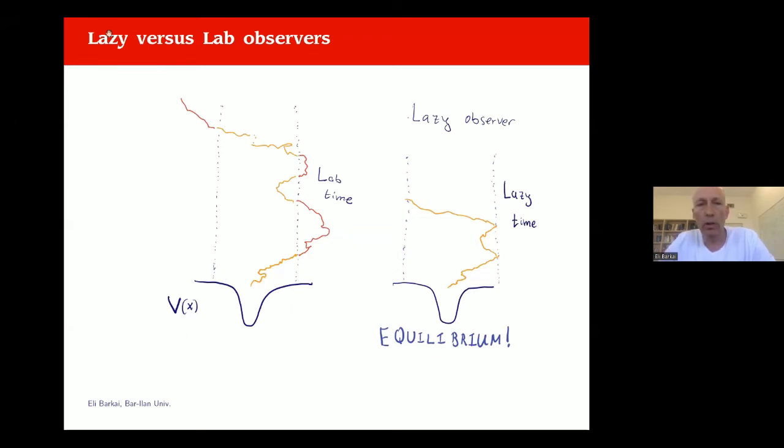Now, I want to consider two observers. One I call the lazy observer, and one is the laboratory observer. The laboratory observer, I have here two lines. It's a little bit difficult to see. He looks at this part of the system, but let's say he can look at all the paths.